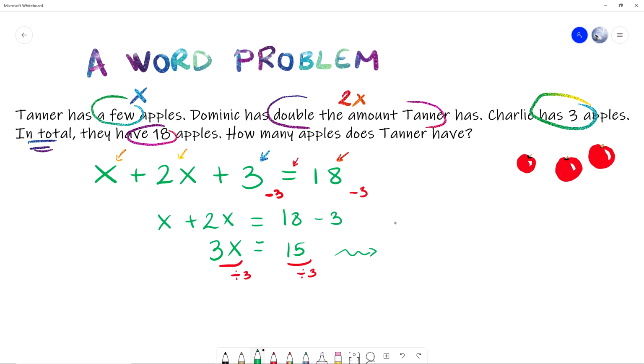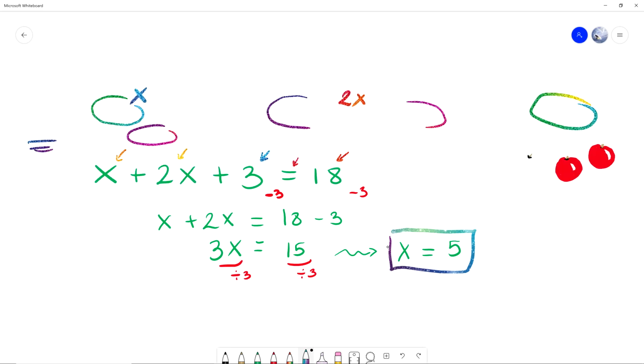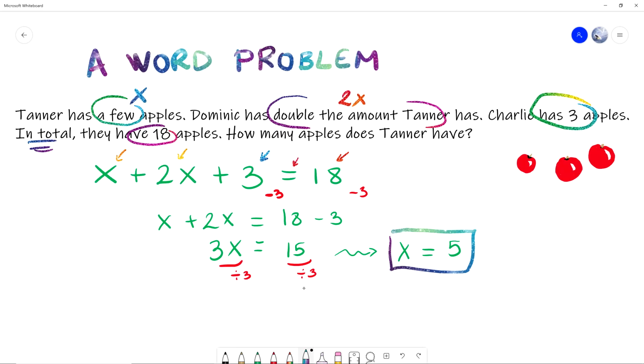How much is 3x divided by 3? 3x divided by 3 equals x. X. And 15 divided by 3? 15 divided by 3 equals 5. 5. So that should be the solution. Okay, maybe Natalie can help me figure out if this is a correct solution to the equation. Natalie, can we check?